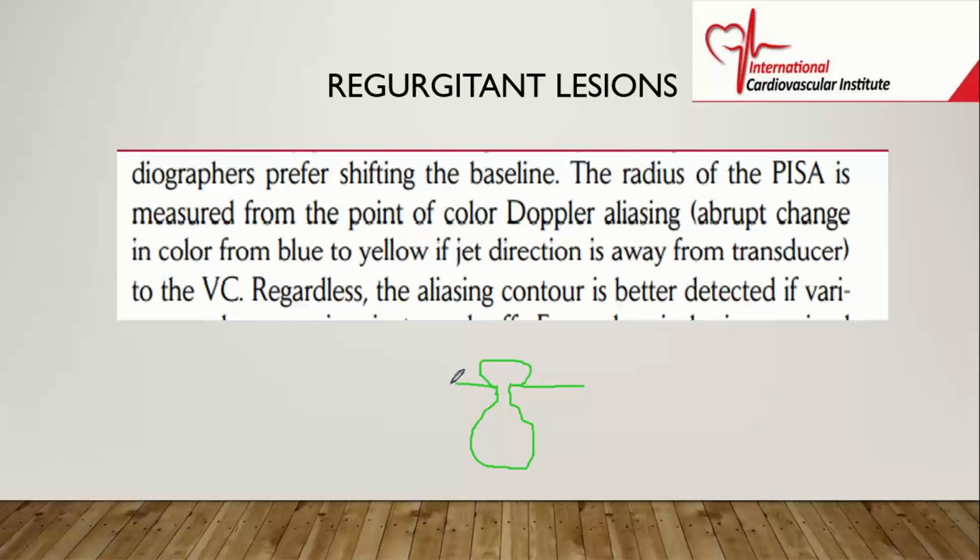So you're going to do your baseline shift to get your color changing. You want to see the color changing from blue to yellow. The radius you're going to measure from the vena contracta, so you measure the radius from here to there. Remember, it's a hemisphere, not a complete sphere, so it's half of a sphere. The radius is measured from the vena contracta to the surface. And you do your baseline shift because you want to see the color change from blue to yellow.